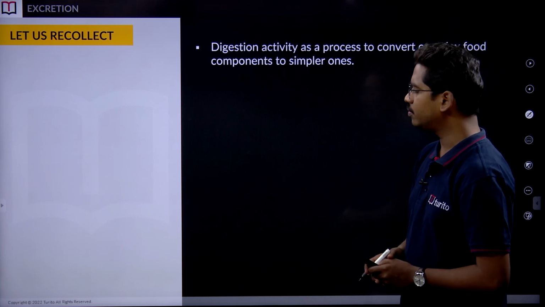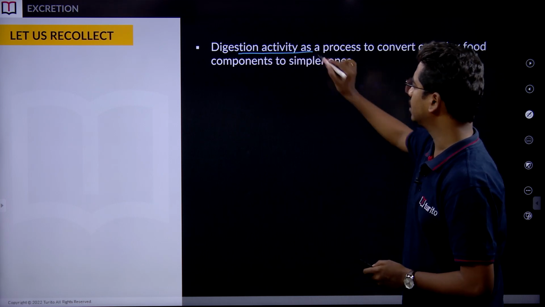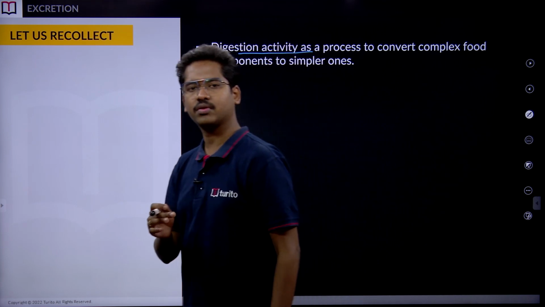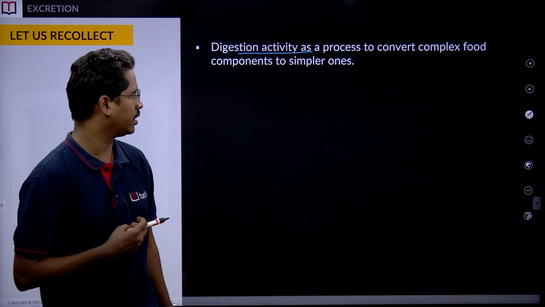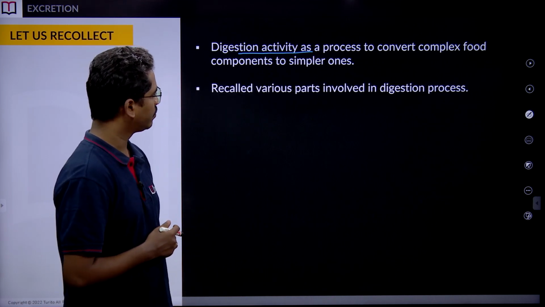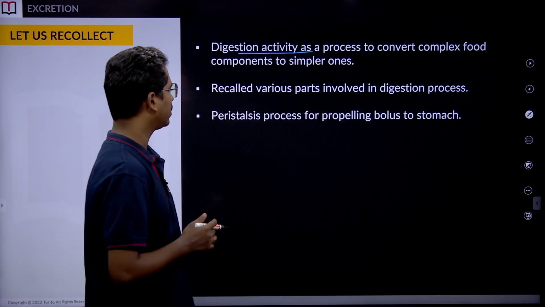So, we will be looking into the topics. Previously we were trying to understand digestion as a process which converts the complex food components we have consumed into simpler ones. That is what we did in the previous session, followed by recalling the various parts involved in the digestion process.